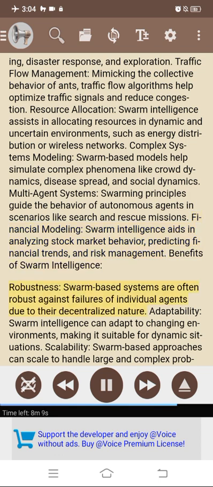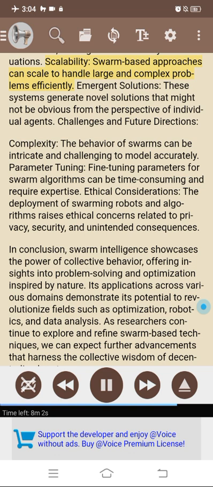Benefits of swarm intelligence. Robustness. Swarm-based systems are often robust against failures of individual agents due to their decentralized nature. Adaptability. Swarm intelligence can adapt to changing environments, making it suitable for dynamic situations. Scalability. Swarm-based approaches can scale to handle large and complex problems efficiently. Emergent solutions. These systems generate novel solutions that might not be obvious from the perspective of individual agents.